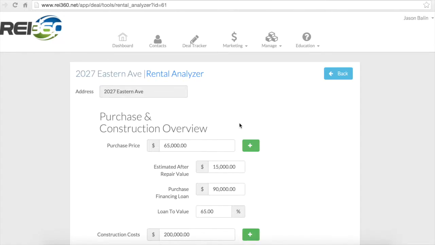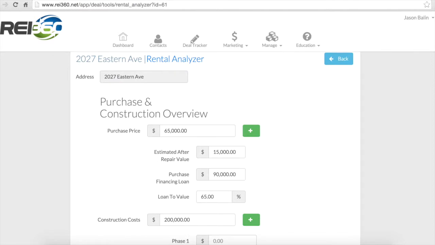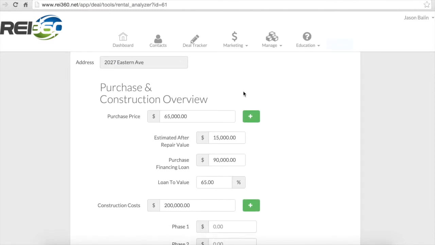I'm going to flip this camera around real quick, and I'm going to show you exactly the software for analyzing some of these deals. Okay, so I'm inside REI 360 and I went to Deal Tracker, which is right here, and I picked one of my deals that we're working on, and then I went to hold because it's a property that we're holding as a rental, and then I clicked on Rental Property Analyzer, and here we are, software that we use to analyze all our deals.